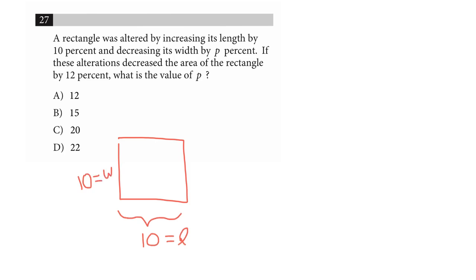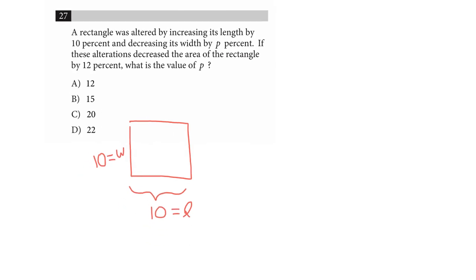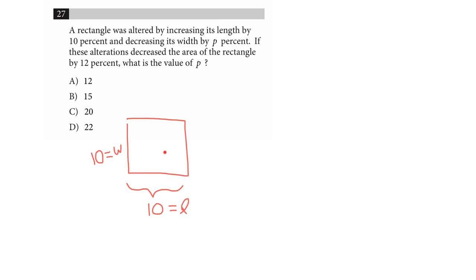Now, I can make up these numbers because p is the constraint. We're trying to find p. So it's okay to make up your own numbers for the first rectangle as long as you stay consistent with what the word problem says. The red rectangle slash square represents the original rectangle, and apparently the alterations decrease its area by 12%.